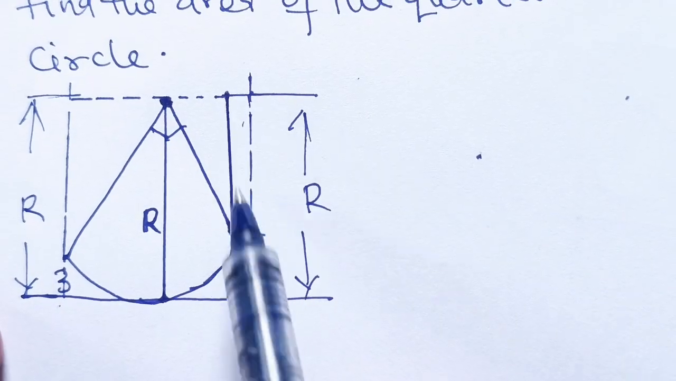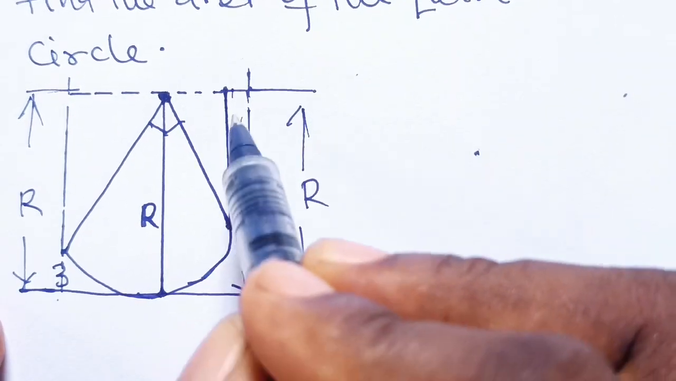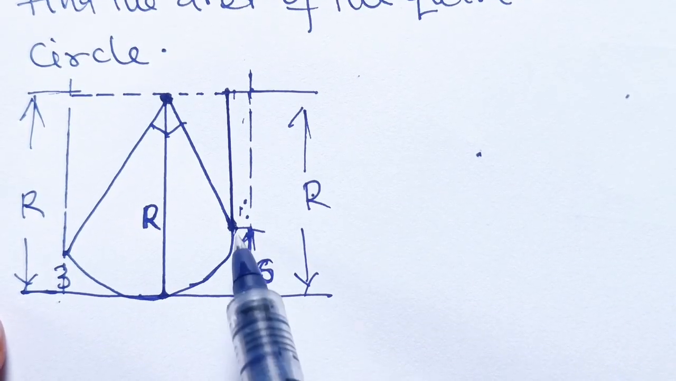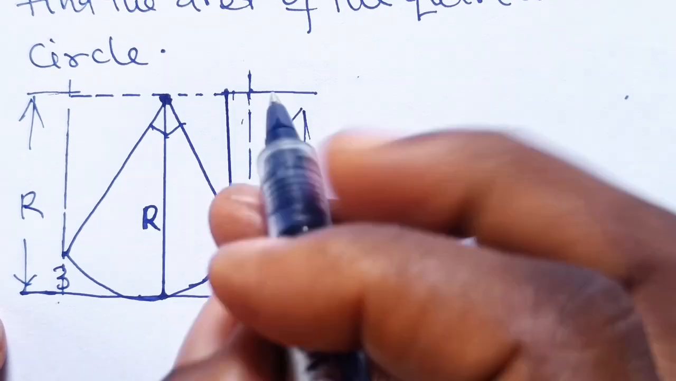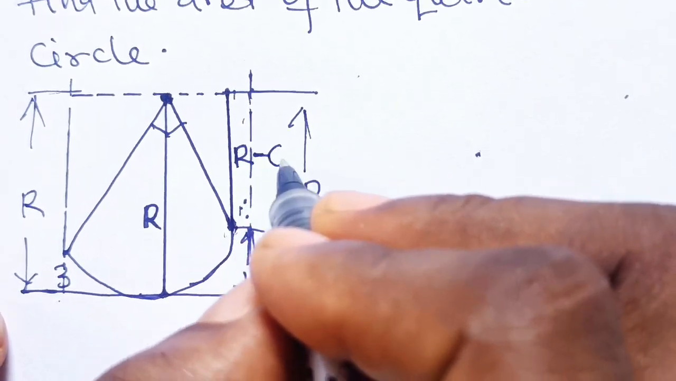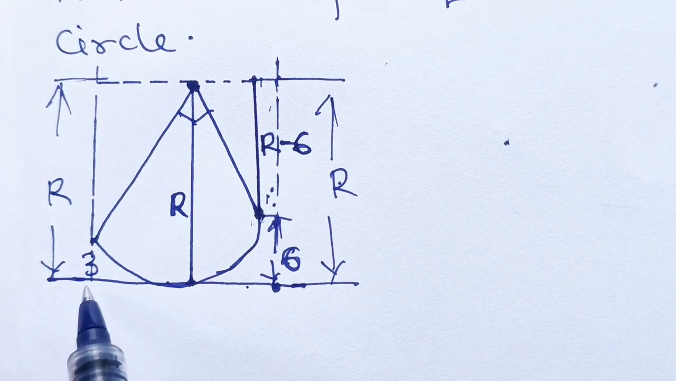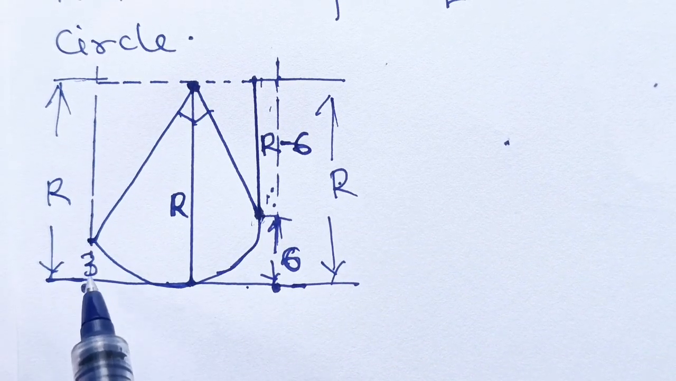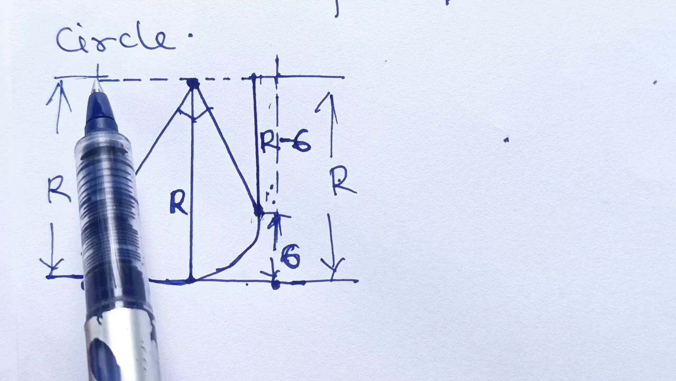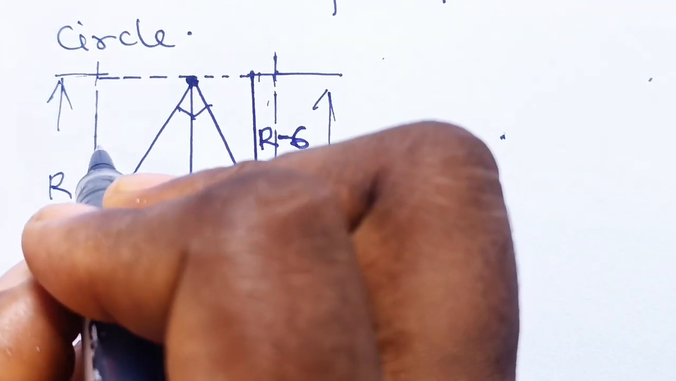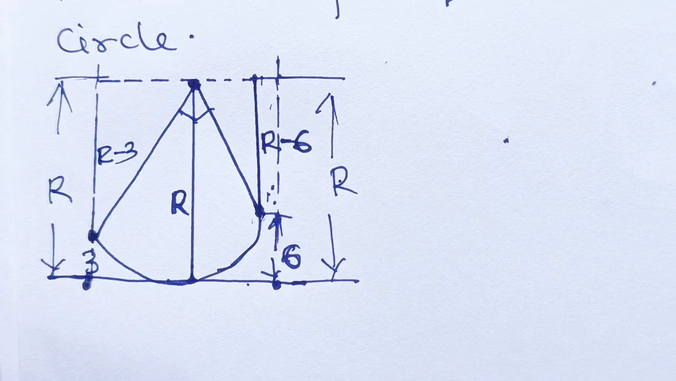So from here to here now, this place is going to be r minus 6, right? Since from here to here is 6, so this remaining portion should be r minus 6. Similarly, this side, if from here to here is r and from here to here is 3, it simply means that this portion from here to here should be r minus 3, right? So we have r minus 3 here.